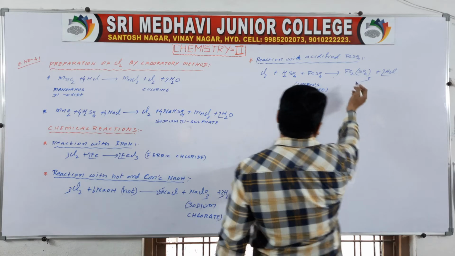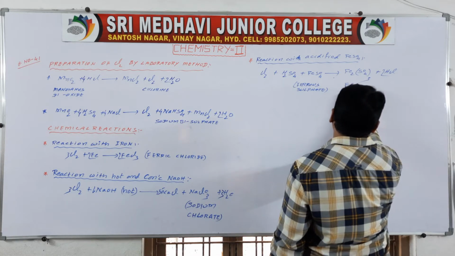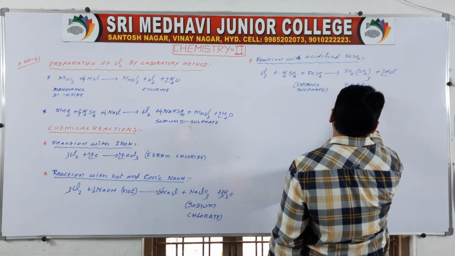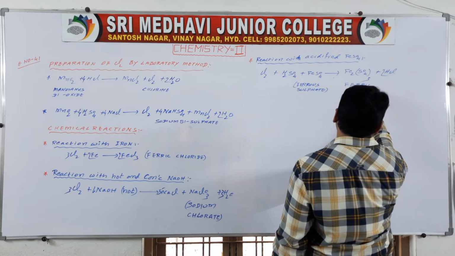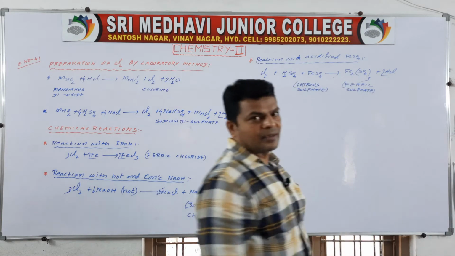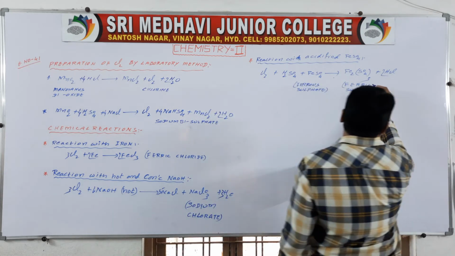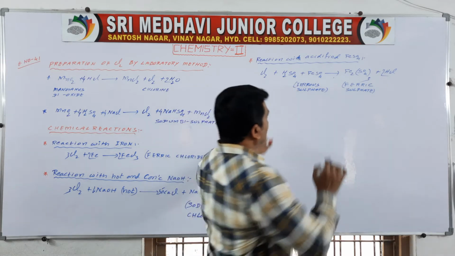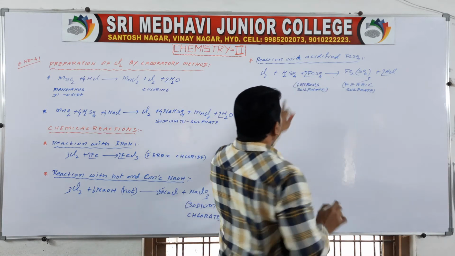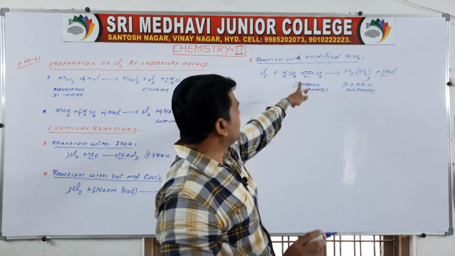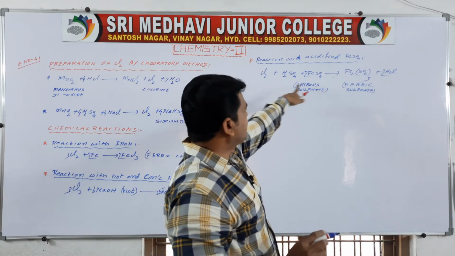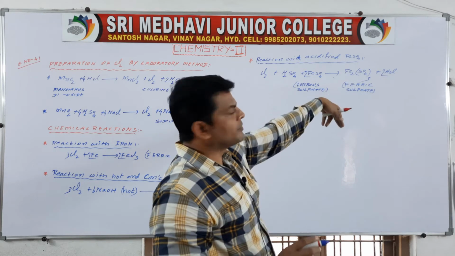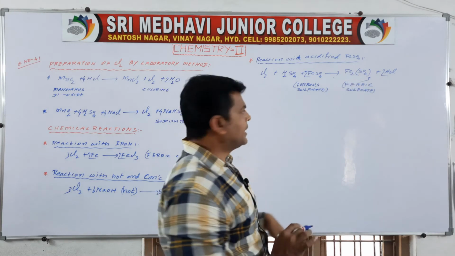Okay, it is ferric sulfate. Ferrous sulfate and ferric sulfate. Balance it. If you take 2, then 2 Fe, Fe2. SO4 taken thrice, then it is balanced.